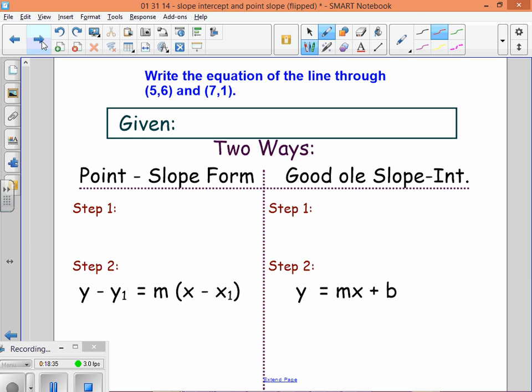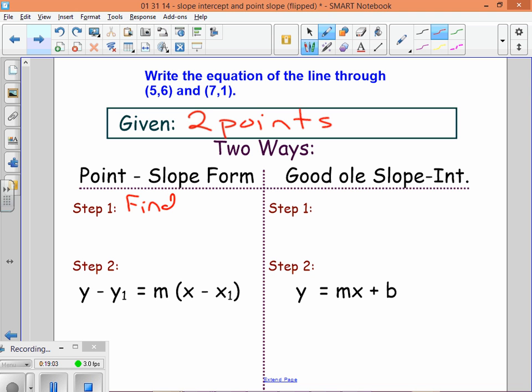Final thing we're going to do today, write the equation of a line through (5, 6) and (7, 1). Well, what am I given here? I am given 2 points, and that's it. So there are 2 ways, again, to do this. The good news is there's only one new step, however. The new step is we always need to find the slope. We don't have it, but we do have our slope formula.